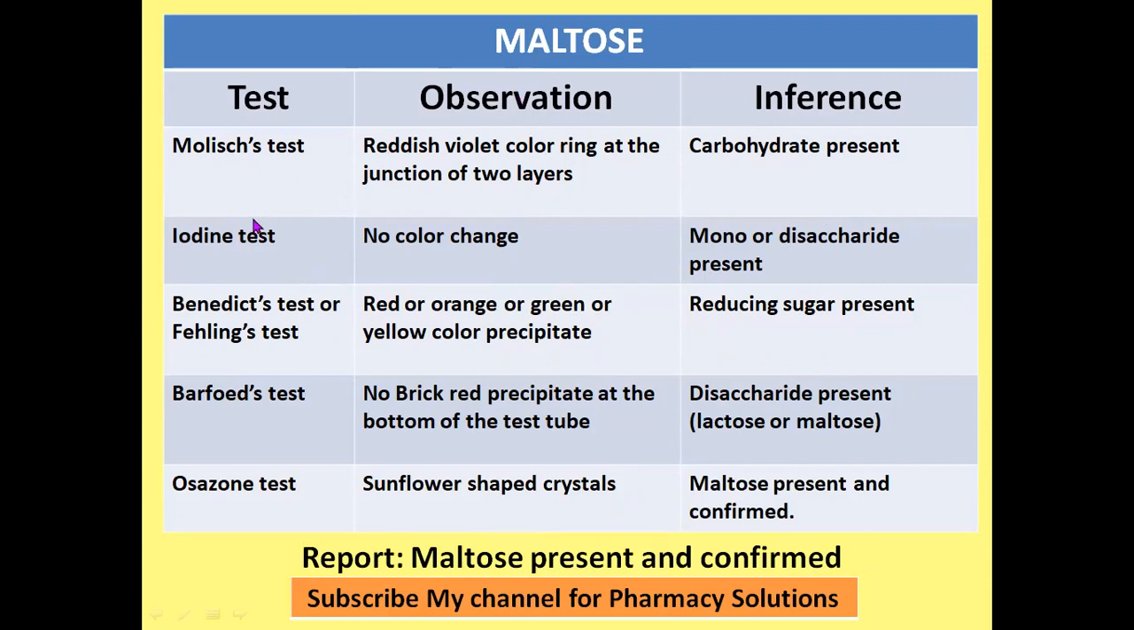In case of maltose, all the tests are the same as in lactose up to Barfoed's. These all remain the same for lactose and maltose. The only change is in the osazone test, where you will see sunflower shaped crystals. In the inference, you write maltose present and confirmed. That's how we write it. All other things remain the same. In the osazone test, when you see sunflower shaped crystals, maltose is present, and this is how it appears.